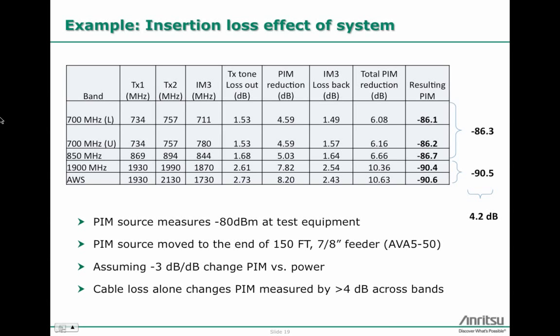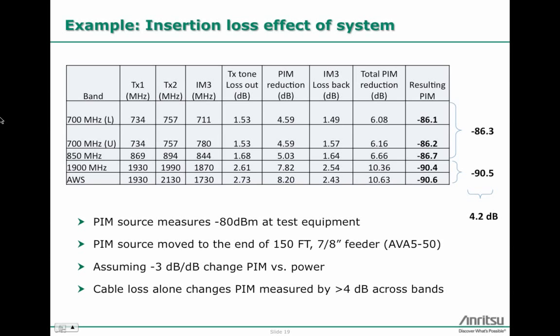If I look at this now, what I did in this case is I went into the manufacturer's data for AVA 5-50 and did linear interpolation to say, okay, for the average transmit frequency, what is the dBs per 100 meter, and then for the IM3 frequency, what is the dBs per 100 meter, and did the math. And so I can show the calculation of how much insertion loss versus frequency occurred in getting to the PIM source, what the reduction is based on that 3 dB for every 1 dB change in power, and then looking at this insertion loss of the IM3 signal going back, and then calculating what the total loss in PIM is.